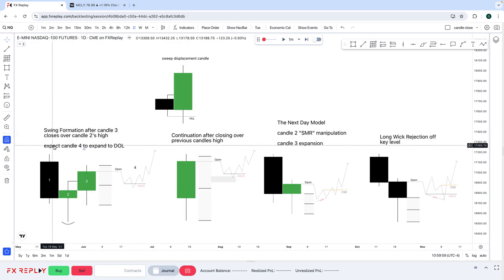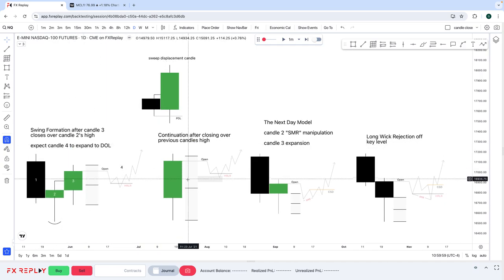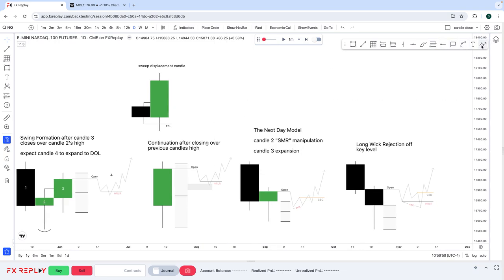You can read this too, right? We expect candle 4 to expand, right? So any continuation, when price is like this, it's just expanding. There's no draw on liquidity to really take. This is really all we have to go off of, right? It's just these previous day's high sweep, previous day's high sweep. That's really all we have.